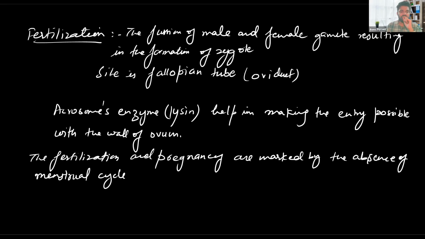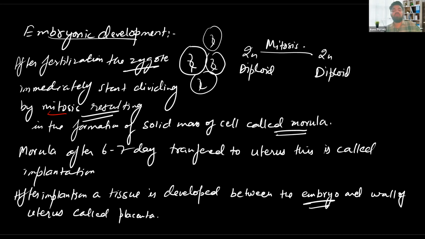A physiological connection between the uterus and the developing embryo is formed. We call it placenta. So after implantation, a tissue develops between the embryo and the wall of the uterus. What is placenta? Placenta is a physiological connection between the mother's womb or uterus and the developing fetus. And what is its role?